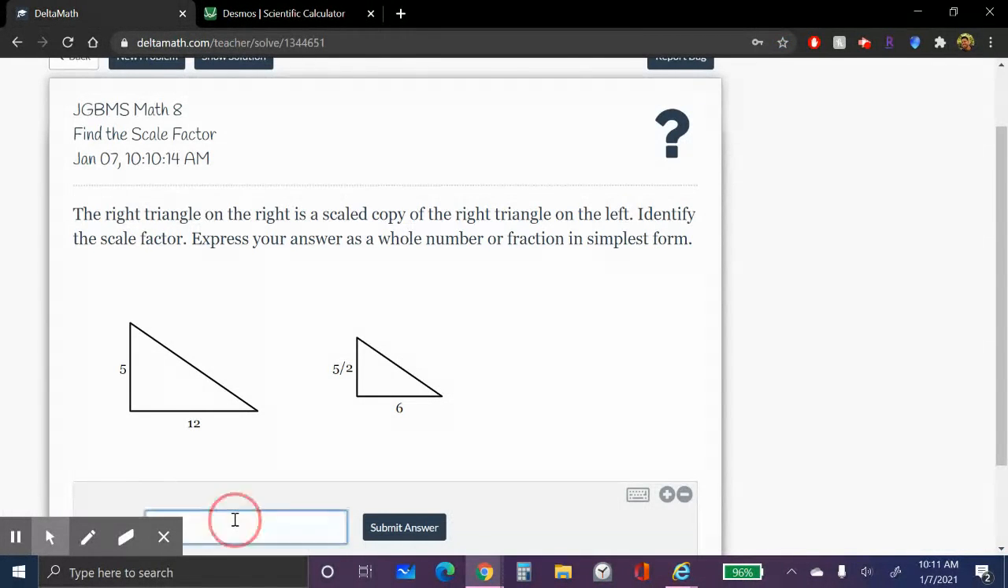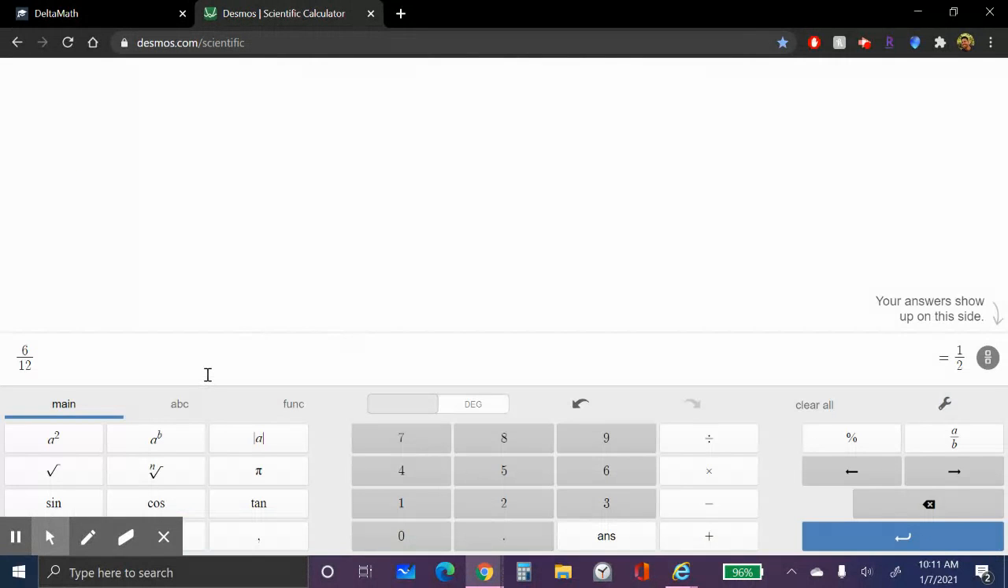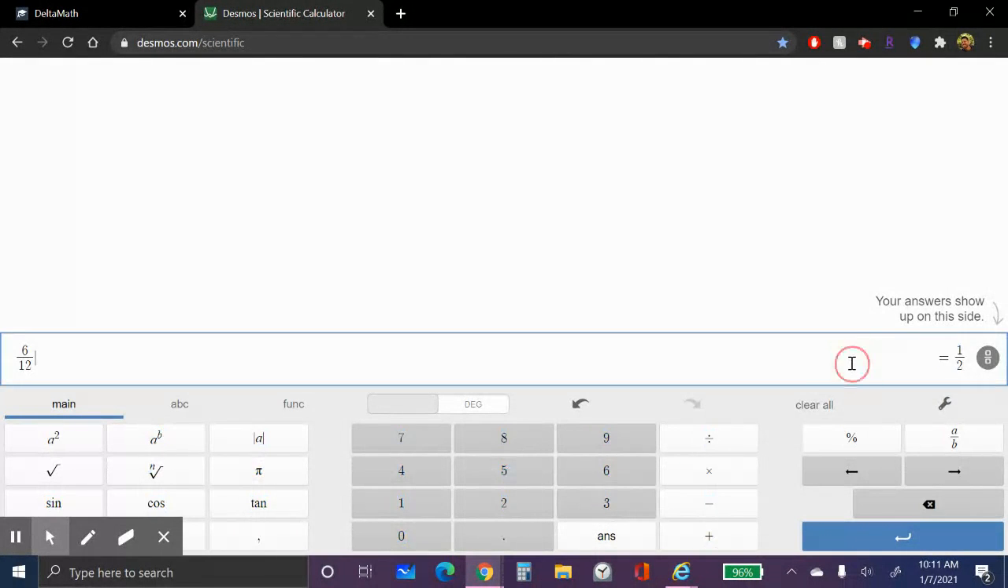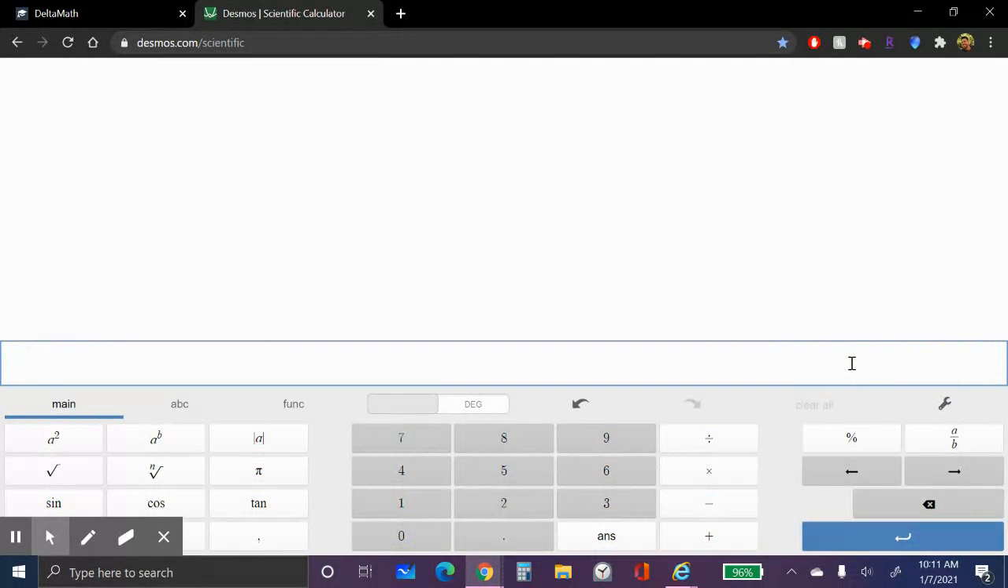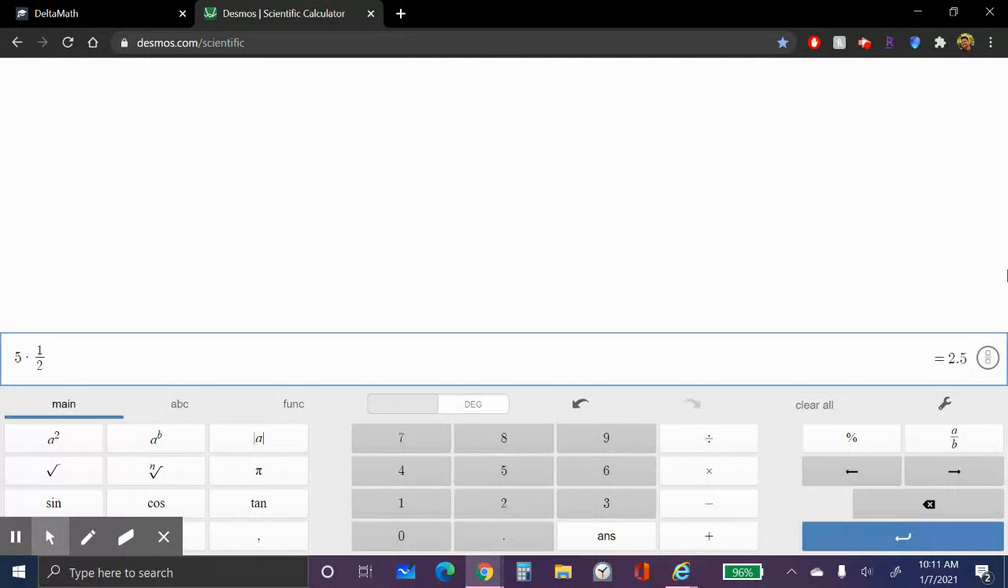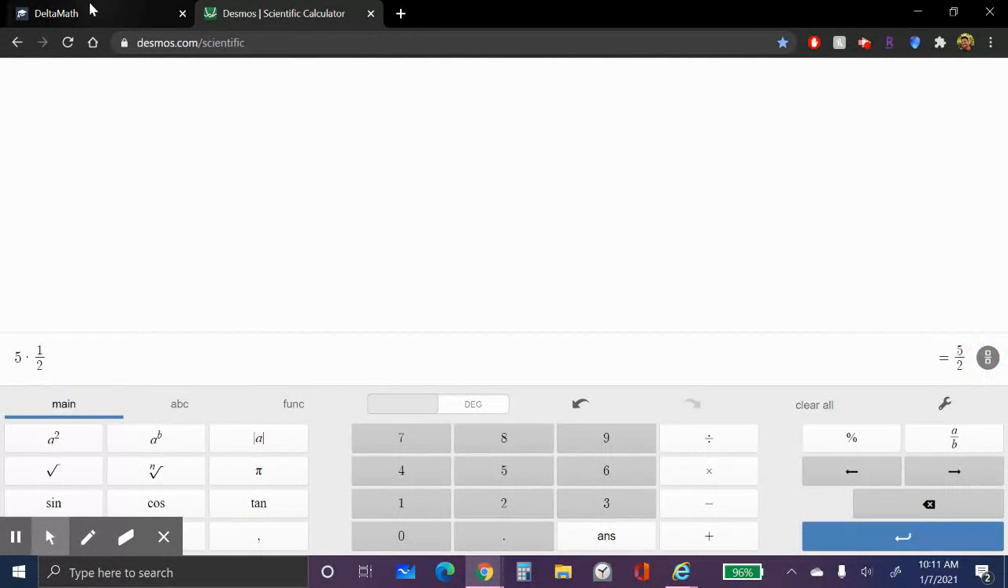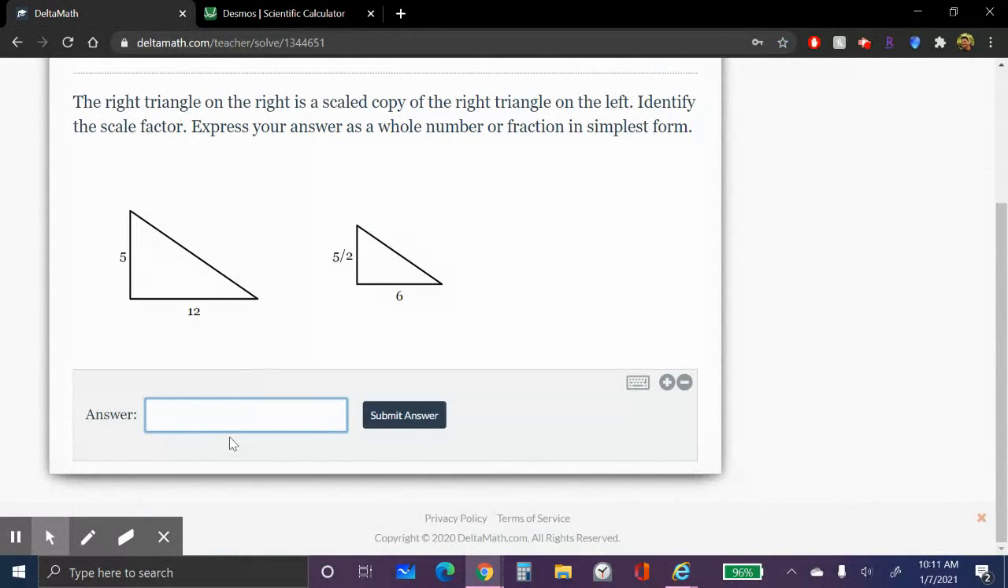And you could double check: 5 times 1/2. Is that going to give me 5 halves? Let's see. 5 times 1/2 is 2.5, which is 5 halves. So that is my scale factor, 1/2.